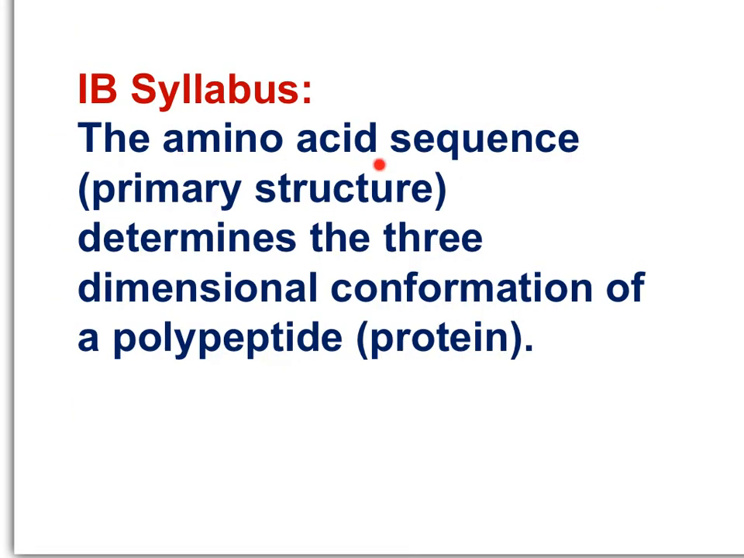Remember, the amino acid sequence, the primary structure, determines the 3-dimensional conformation of a polypeptide. The positioning of specific amino acids along the primary structure determines how the polypeptide will fold. The shape of the polypeptide is critical to its functioning.